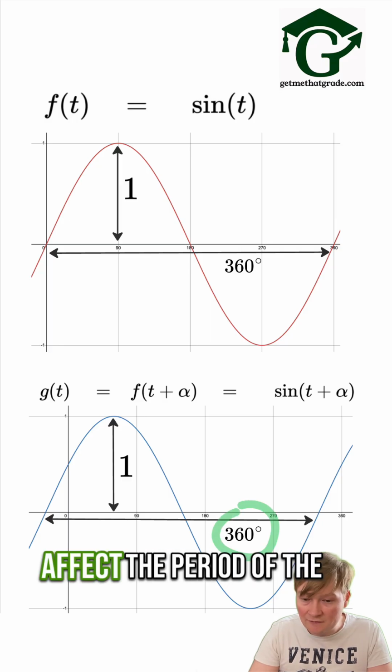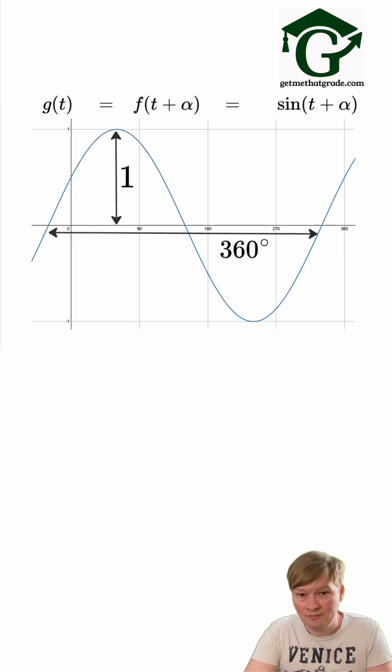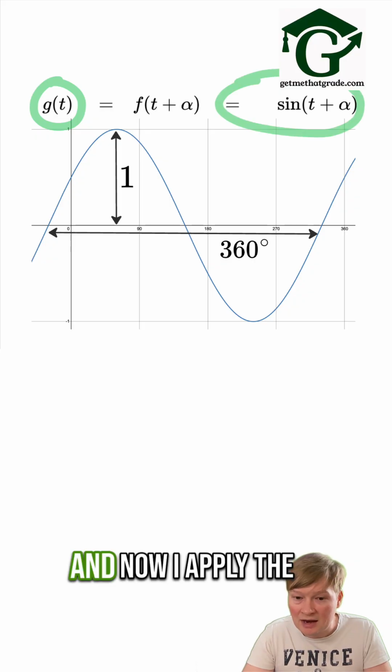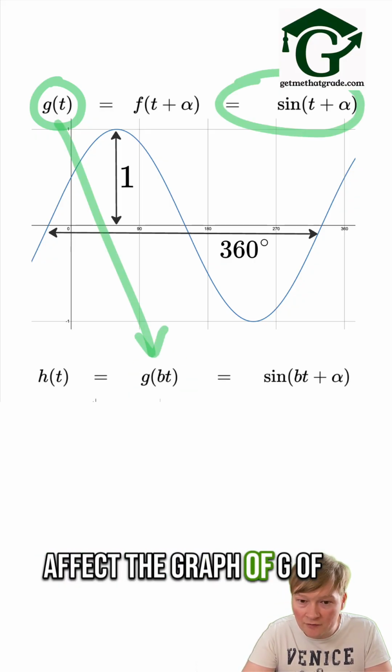Notice that this doesn't affect the period of the graph. It's still 360, nor does it affect the amplitude. If I call that graph g of t, and now I apply the transformation g of bt to that, how would that affect the graph of g of t?